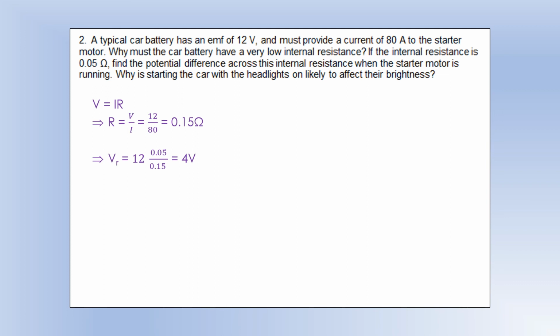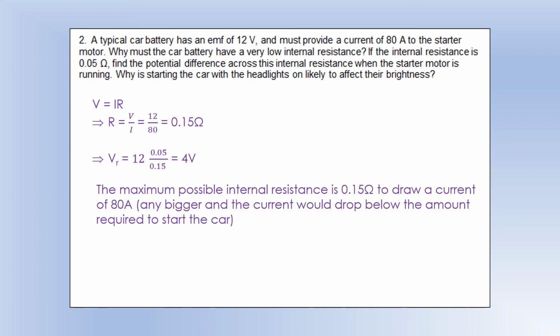So first of all, if we're going to draw a current of 80 amps from 12 volts, we need a total resistance of 0.15 ohms. So that's the total resistance. If we put the internal resistance on the top line, we can see that the potential difference across the internal resistance is going to be 4 volts.